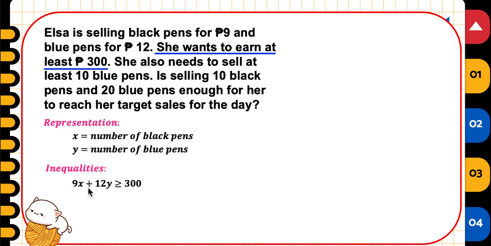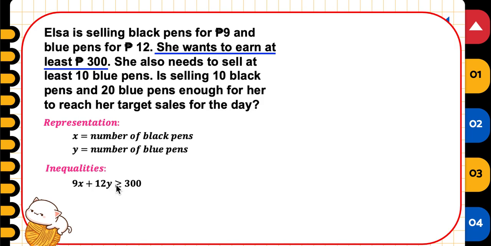So again, 9 is the price of the black pen and x will be the number of black pens. So 9x plus, again, why is it addition? Because we are looking for the profit, so we need to get the sum. And then 12y, 12 is the price of each blue pen, so that is 12 times y, which is the number of blue pens.